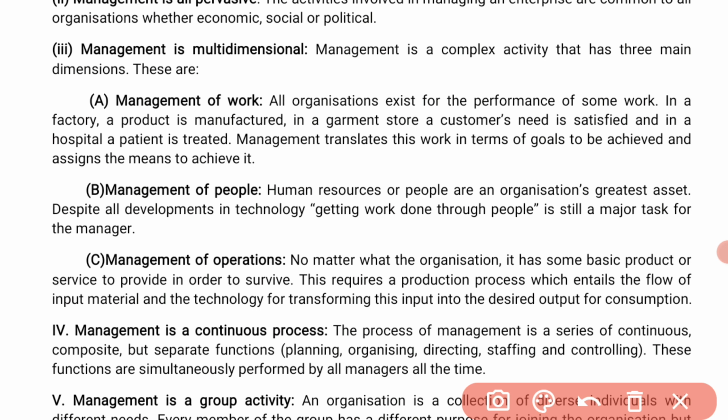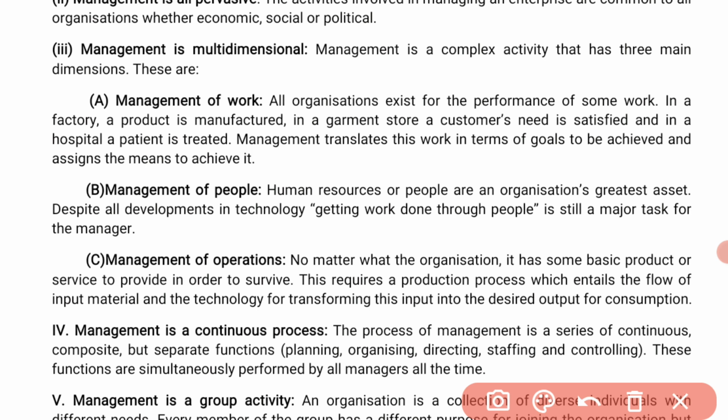In a factory, a product is manufactured, that is, we can say it is management of work. In a garment store, customers' needs are satisfied, and in a hospital, a patient is treated. Management translates this work in terms of goals to be achieved and assigns the means to achieve it. Whatever the work is to be done in a business organization, the management helps to reach the goals of the organization.